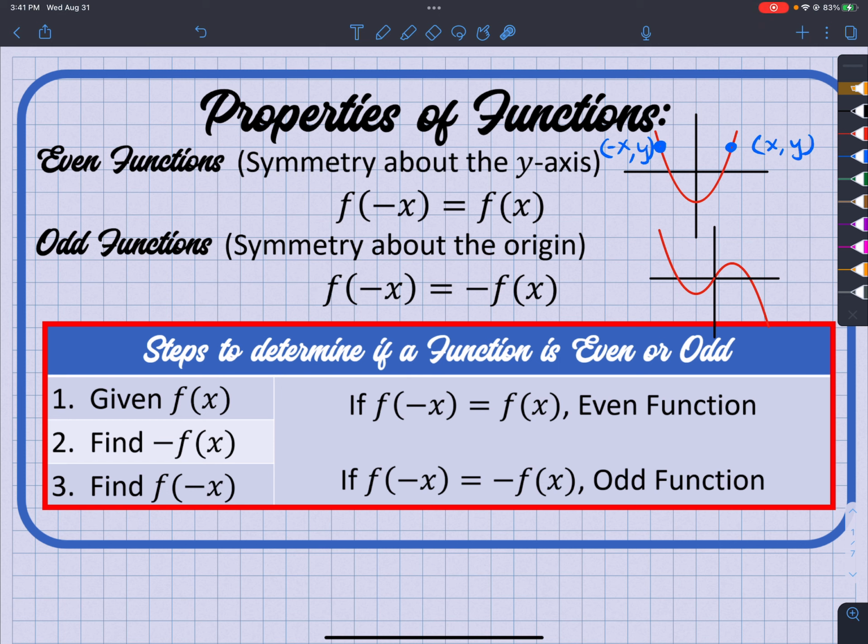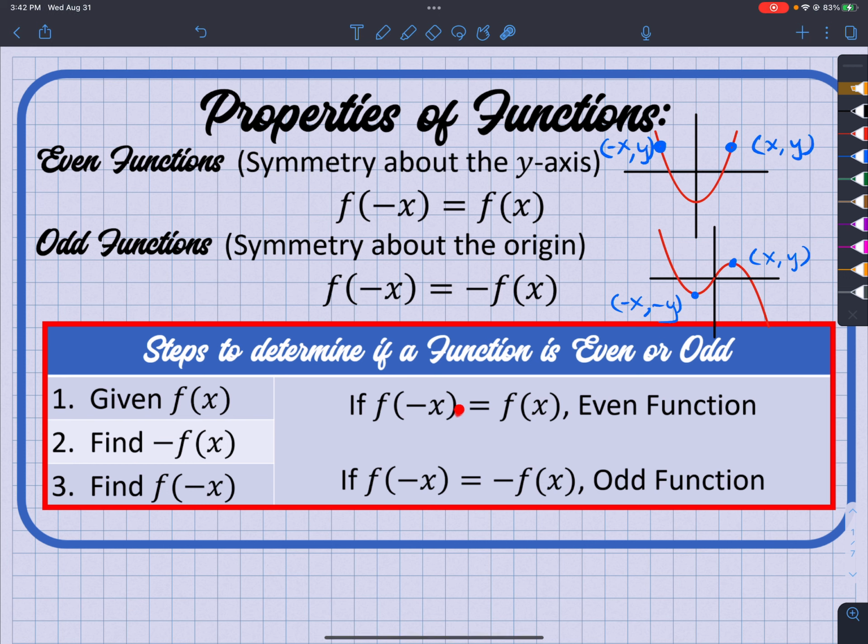Now over here with the odd function, which is symmetry about the origin, if I was to pick two points here, this will have both positive x and y values. However, once it has symmetry about the origin, what happens to the x? That is going to become a negative x, and the y becomes a negative y. So same thing in function notation. This says if I replace the x with negative x, my result will be a negative y. So that is the difference between the even function and odd function.